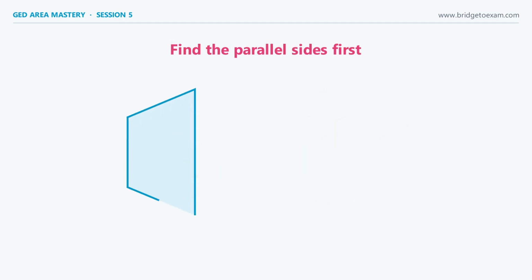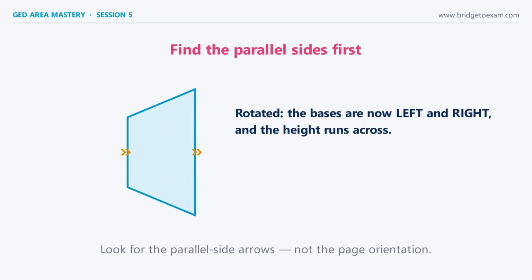A warning about diagrams. Don't assume the top and bottom are the bases just because of the page. The bases are whichever sides are parallel. If the GED rotates the trapezoid, they may appear left and right. Look for the little arrows marking parallel sides. And the height must cross between them at 90 degrees.